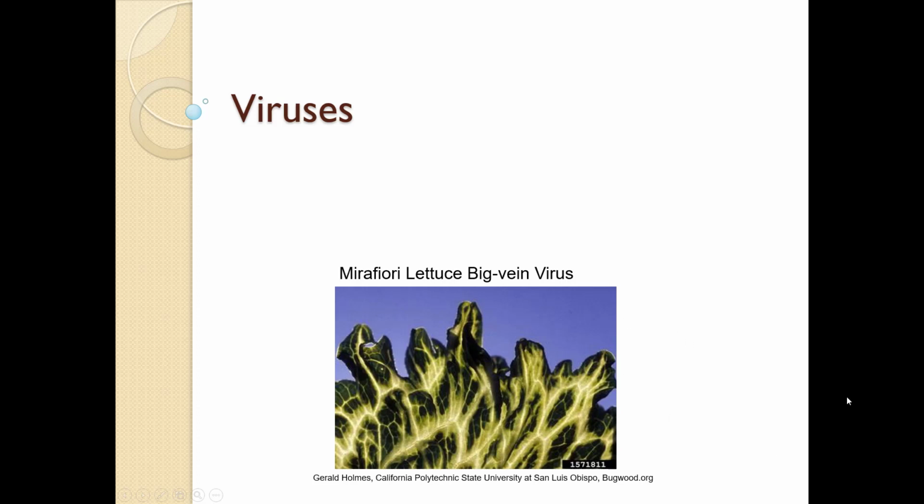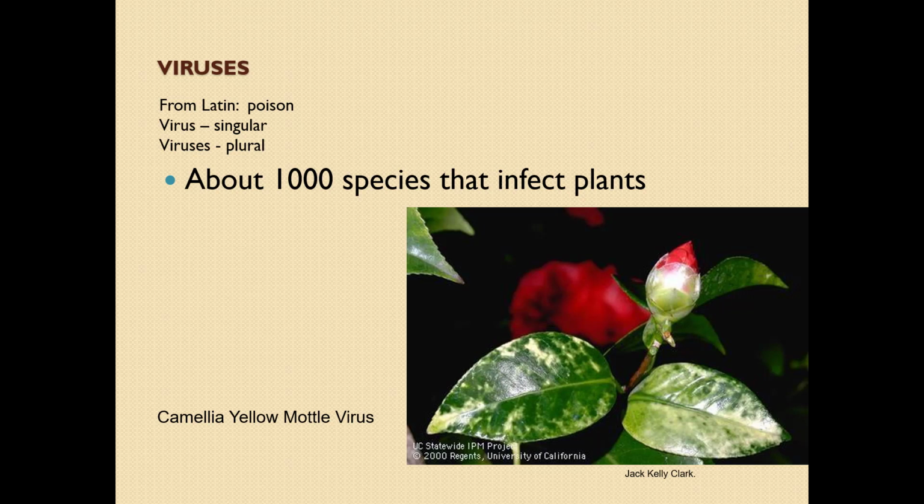This is the first part of our viruses presentations. This is big vein virus on lettuce. So virus is from the Latin for poison. Virus singular, viruses plural. There's about 1,000 different species that infect plants. Here we have Camellia yellow mottle virus, which several of you have used for your virus samples.